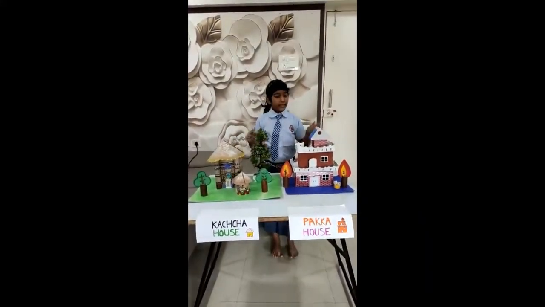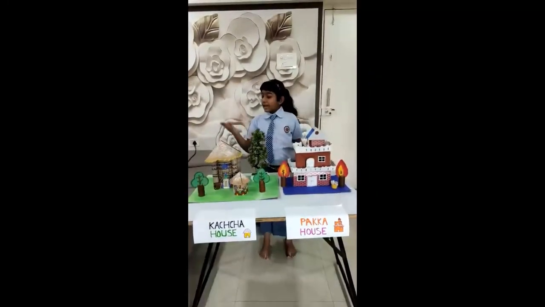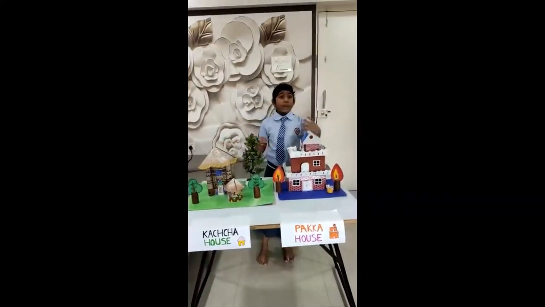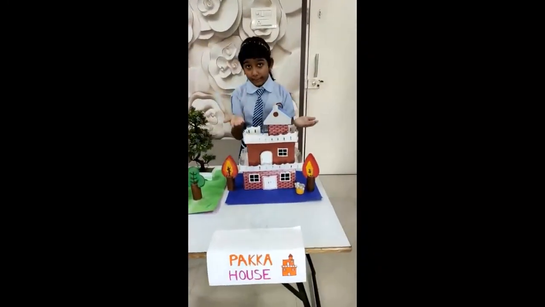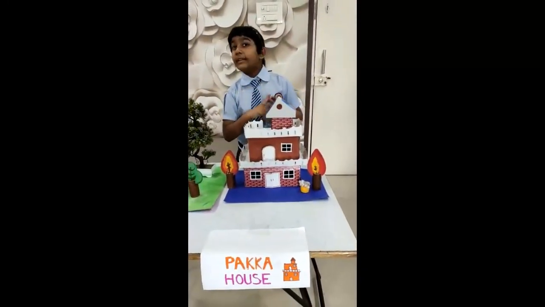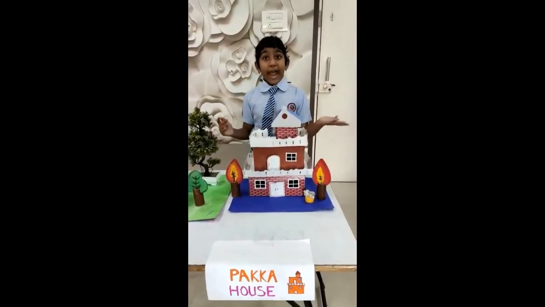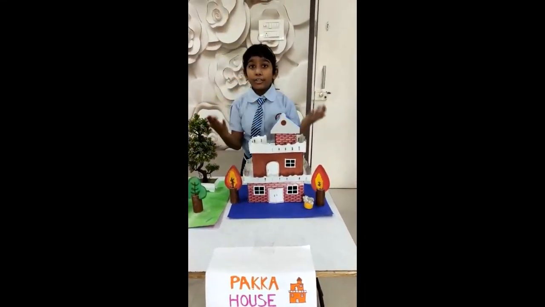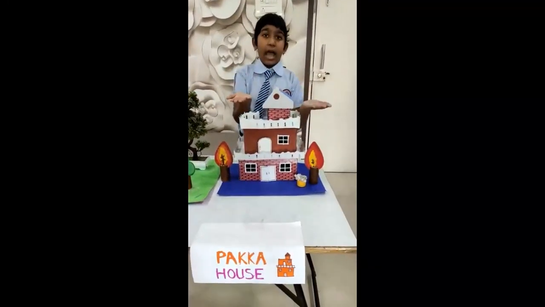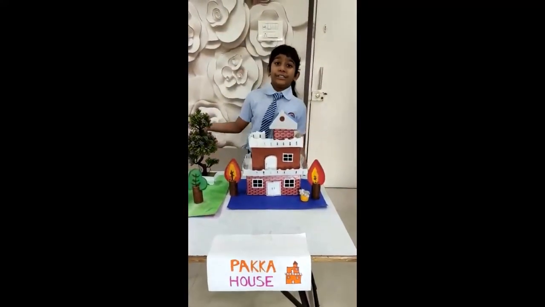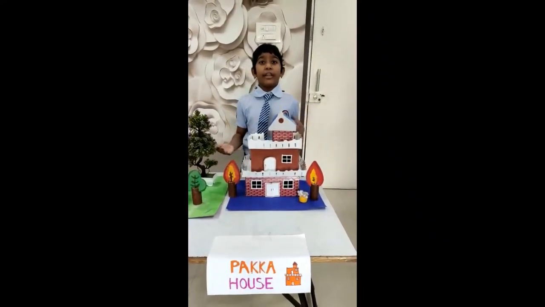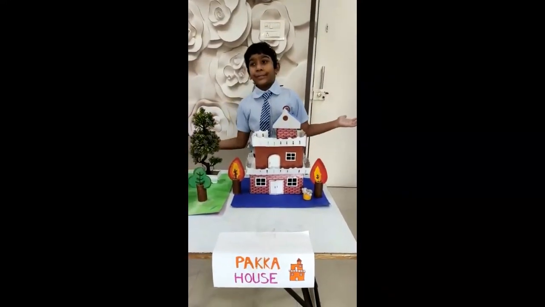Dear friends, there are two types of houses, kaccha house and pakka house. Pakka houses are very strong houses. They are made up of bricks, cement and steel bars. Flats and bungalows are also examples of pakka houses. Such houses are known as permanent houses. They are usually found in towns or cities.